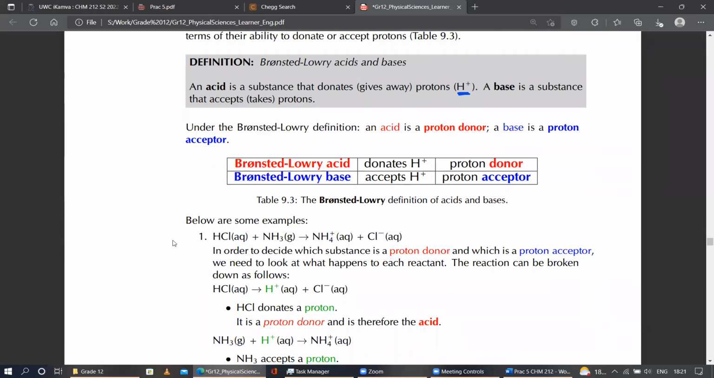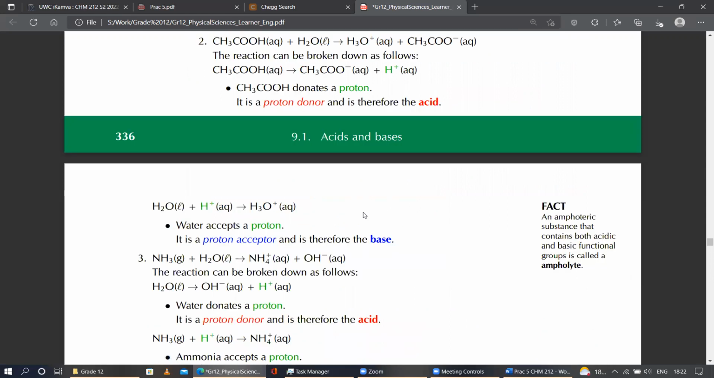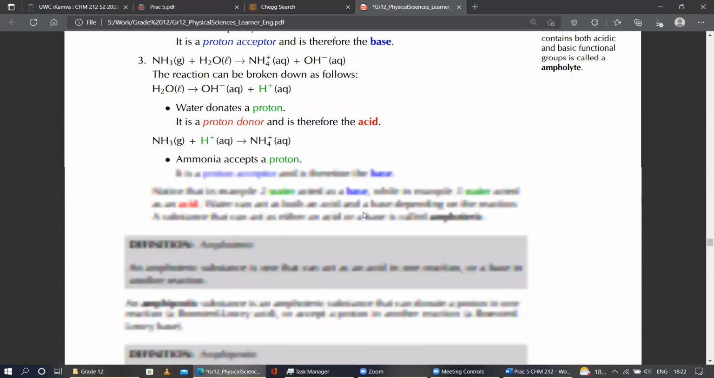So here we have an example of an acid-base reaction in the Bronsted-Lowry definition. That's hydrochloric acid added to ammonia, which is gonna produce ammonium and chloride. The chloride is now alone, so they're both ions. So I think we can go to the next definition.